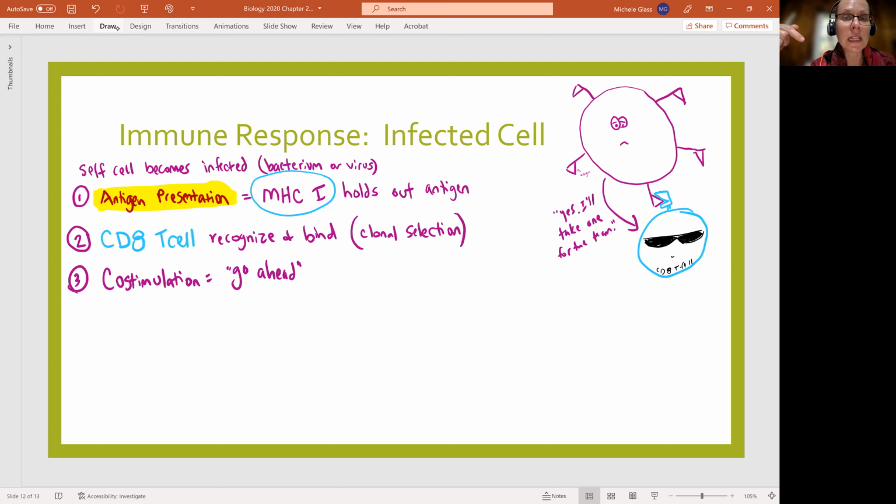Because remember, ultimately this cell will die, but this is for the greater good of the whole body, right? So this is killing not just the cell, but also the pathogen that's infected it. And so that should preserve other cells in the body.